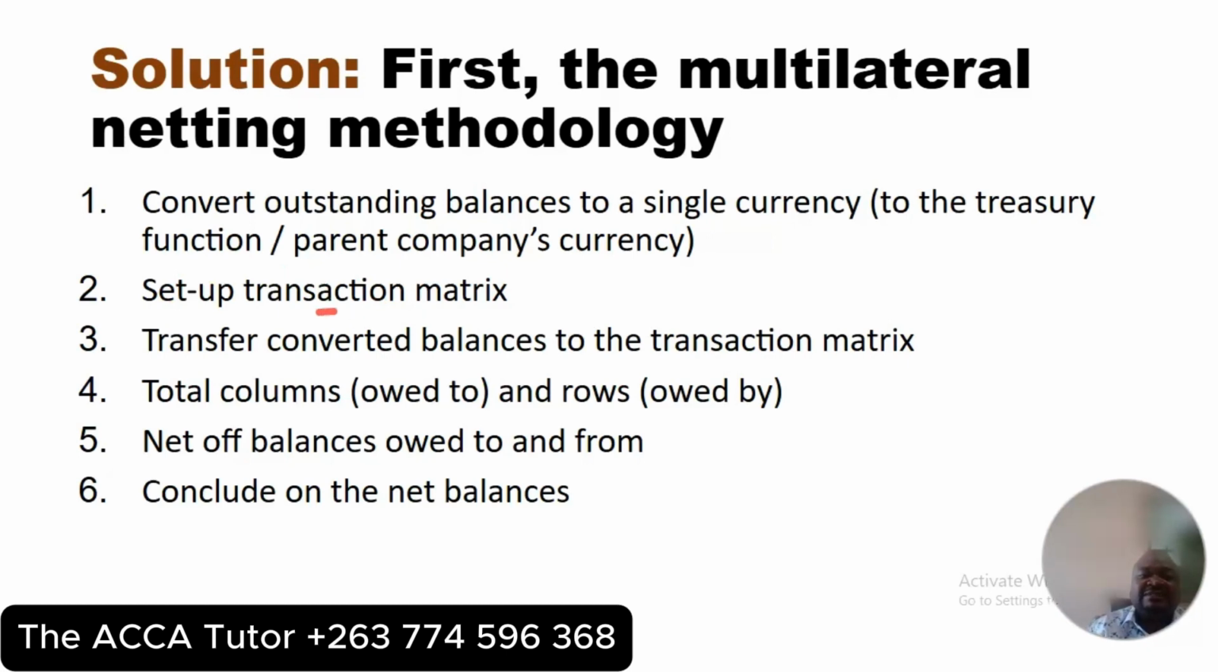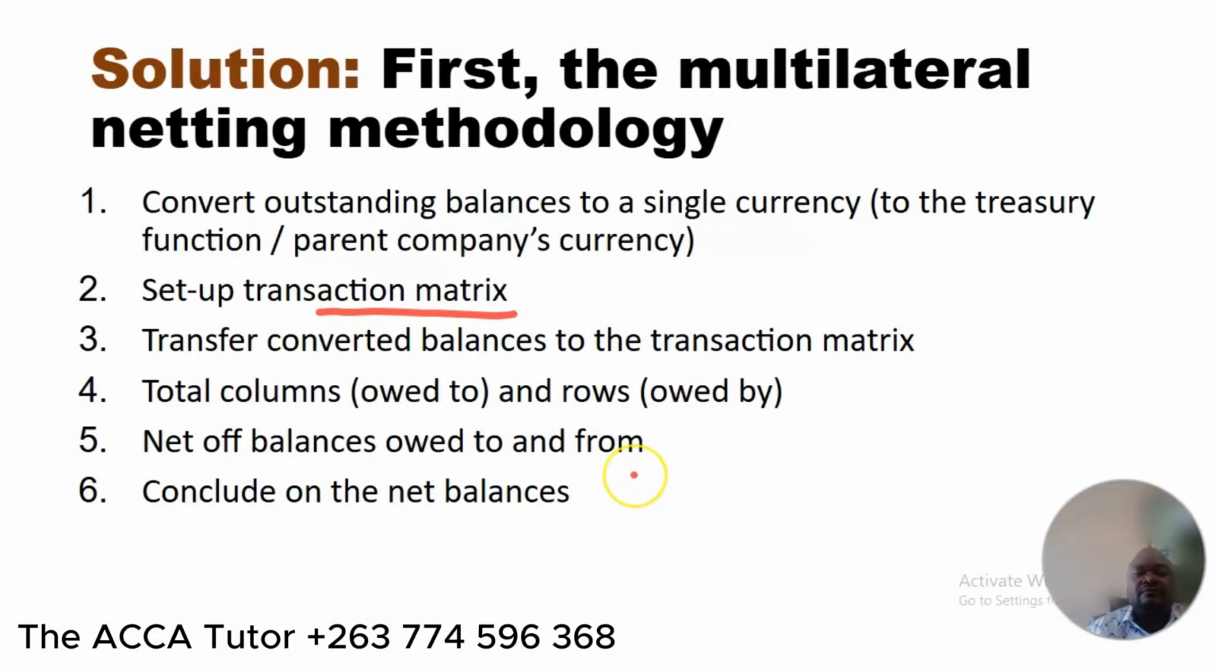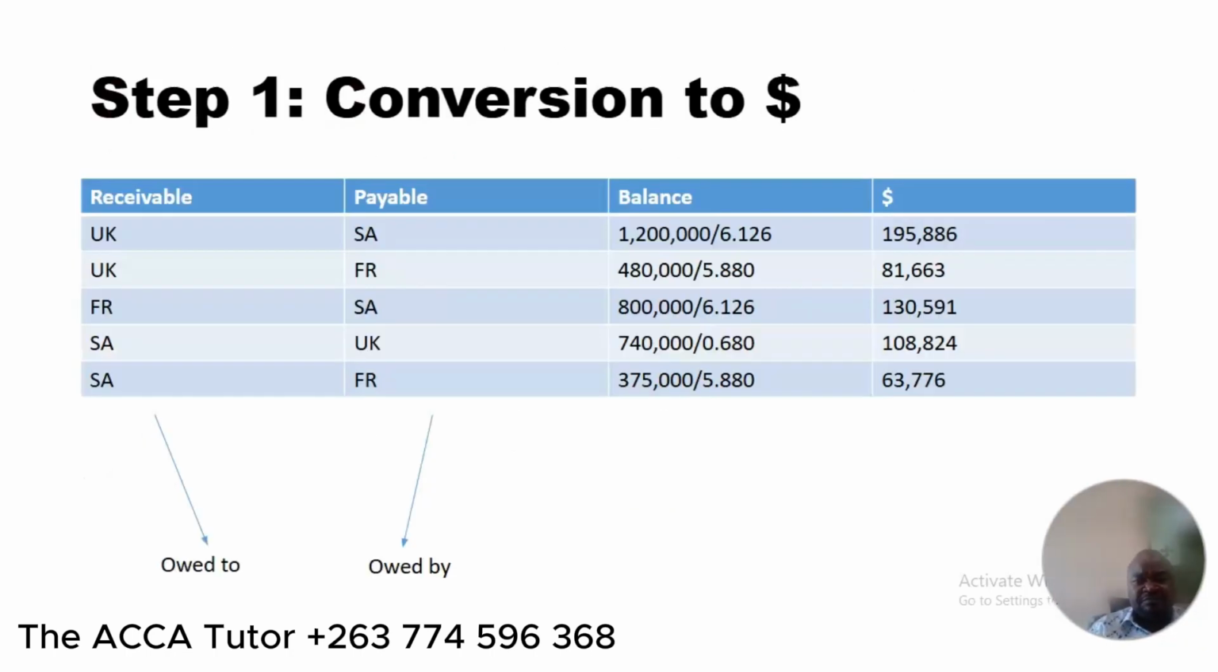Third, you need to transfer converted balances to the transaction matrix. So this is actually a transaction matrix. Then total columns owed to and rows owed by. You need to establish that table. Net off balances owed to and from. Then lastly, conclude on the net balance. Once you have satisfied the steps to be taken, you then have to do the conversion.